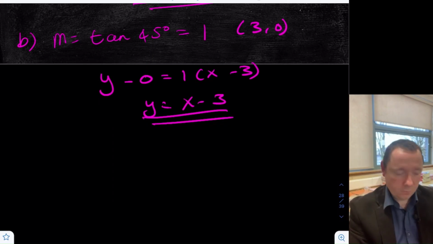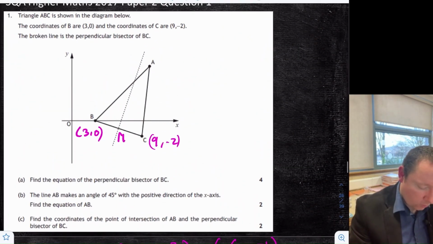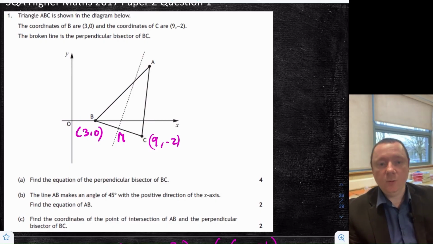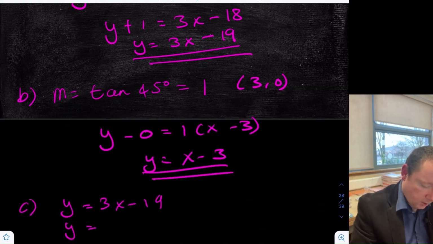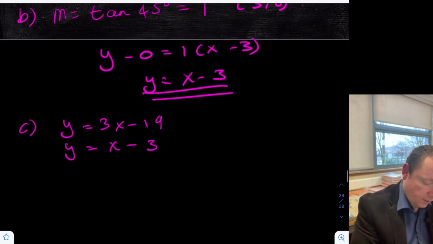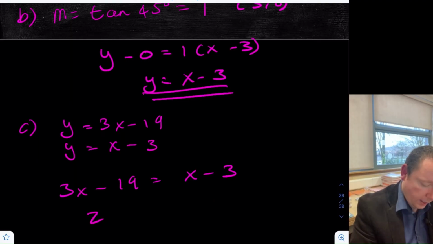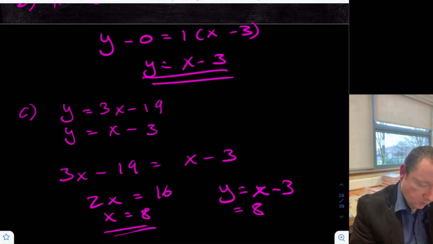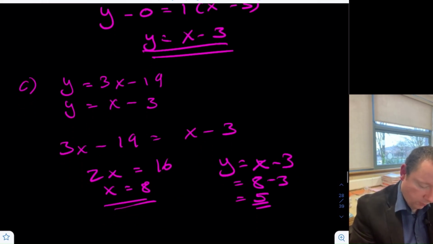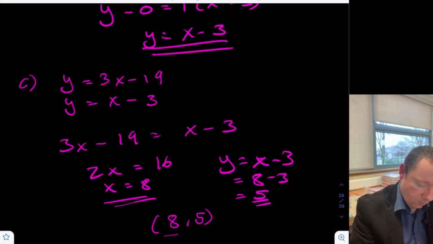And we're done there. Part C: find the coordinates of the point of intersection of AB and the perpendicular bisector of BC. Solve simultaneous equations. So we've got two equations, y equals 3x minus 19 and y equals x minus 3. So we can say that 3x minus 19 equals x minus 3. So 2x equals 19 take away 3, which is 16, so x is equal to 8. Subbing that into y equals x minus 3, we get 8 minus 3, which is 5. The point of intersection is (8, 5), and we're done there.